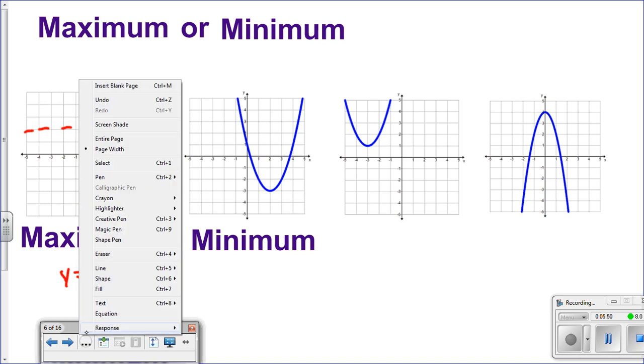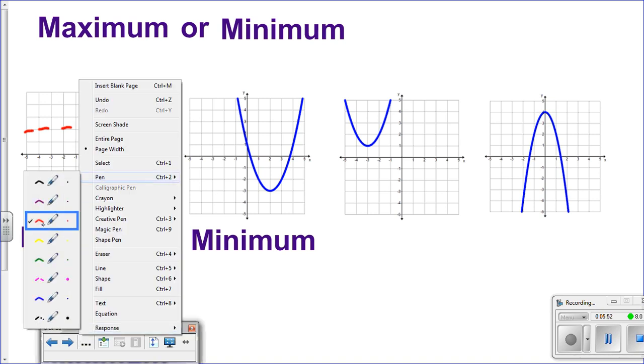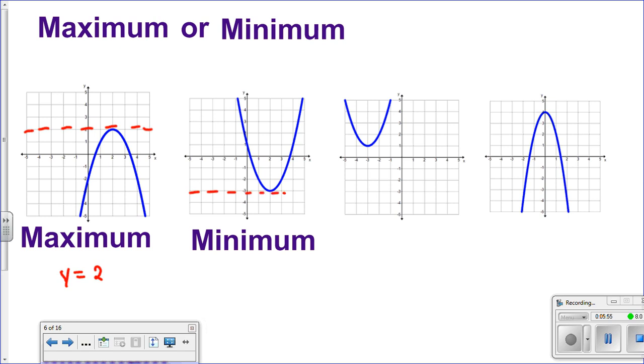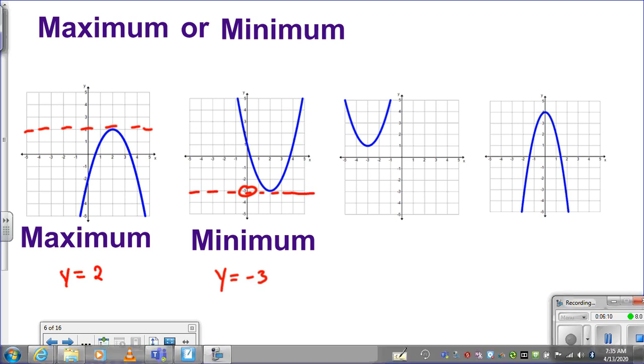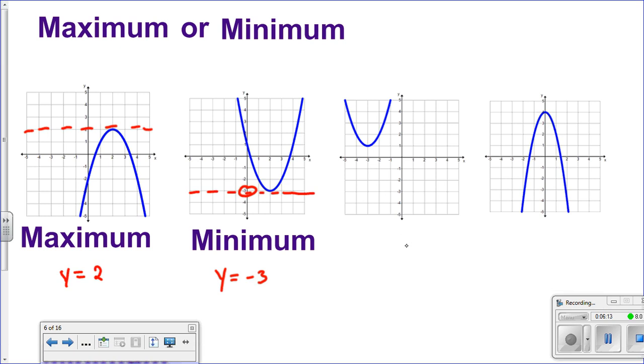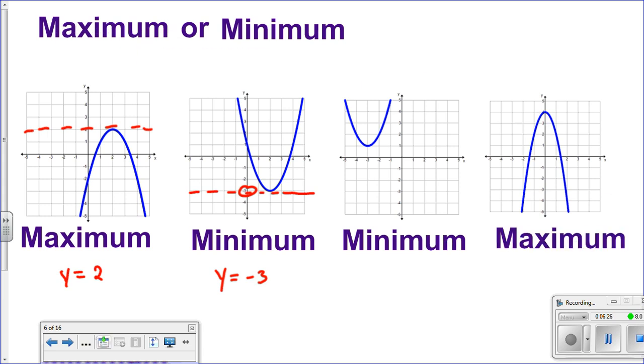And again, we'd have to look at and see, okay, what's the lowest that this goes? The lowest that this goes would be -3. So the minimum value is -3. So the least output, the lowest that this goes, is -3. So now this one would also be a minimum value. Let's get our selecting here. There we go. This one would be a minimum, and this would be a maximum.